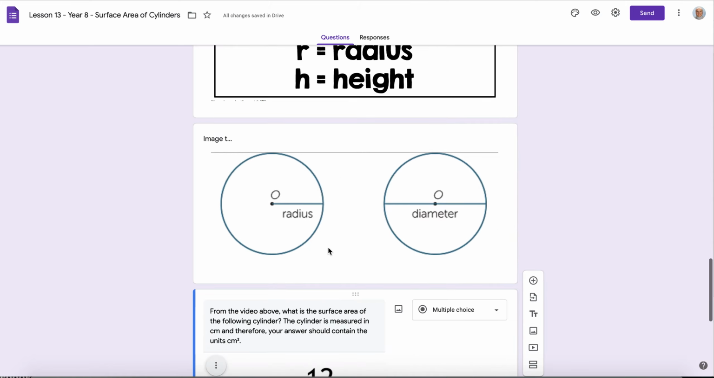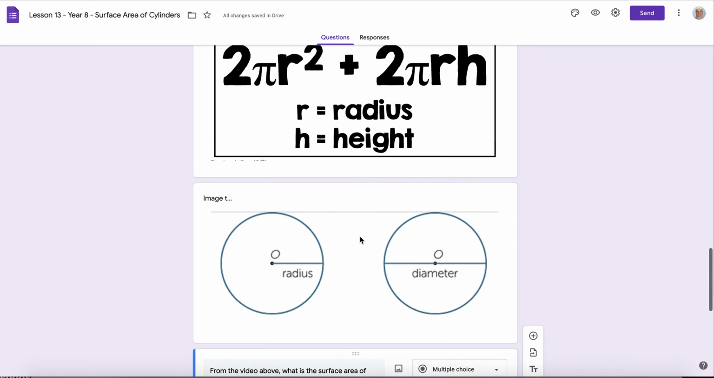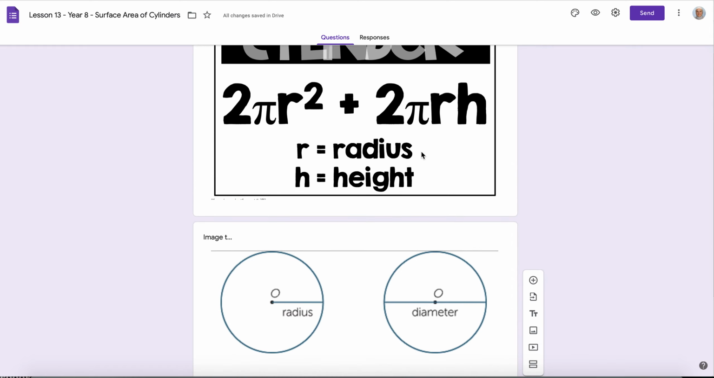Now, remember, the radius is a line which goes from the center of the circle towards the outside, which is the circumference. It's only halfway. But the diameter is the full width of a circle, basically. So remember, keep this in mind. If you don't remember, come back to this image. This formula is asking you to substitute or input the radius only, okay?